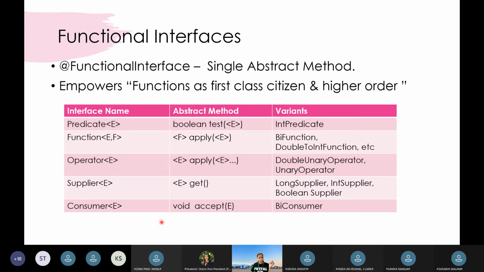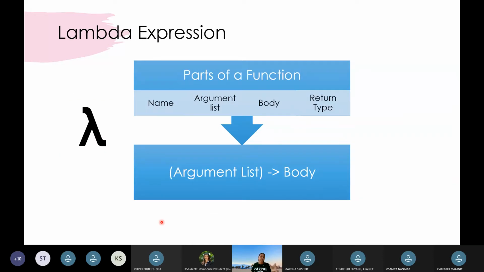So how do we implement these functional interfaces? We'll get to know about that in a short while. Lambda expressions. To understand lambda expression, let's first understand what a function is. A function usually has 4 parts: function name, argument list, body, and return type.